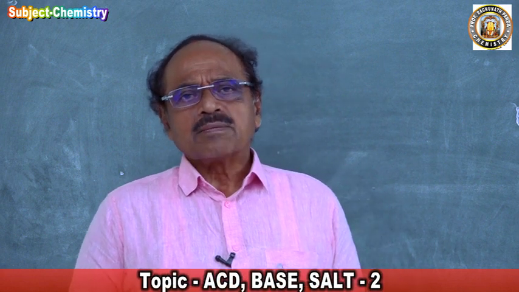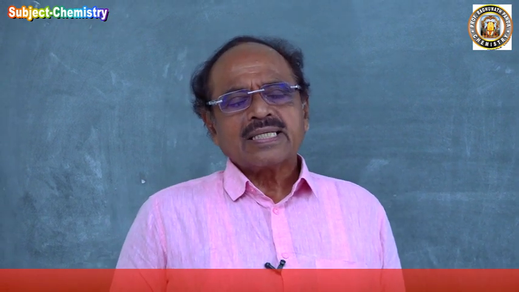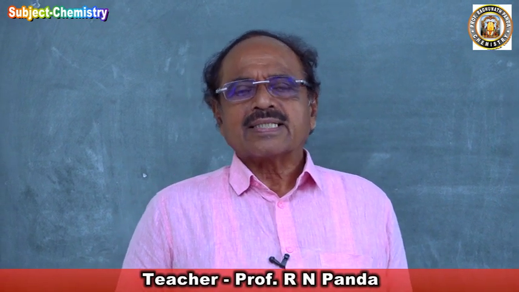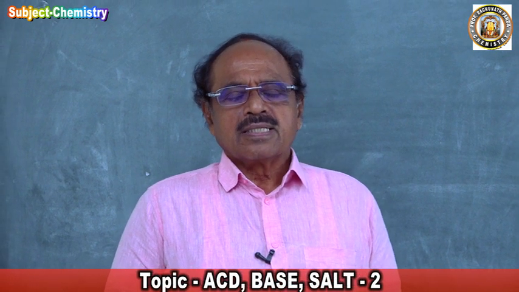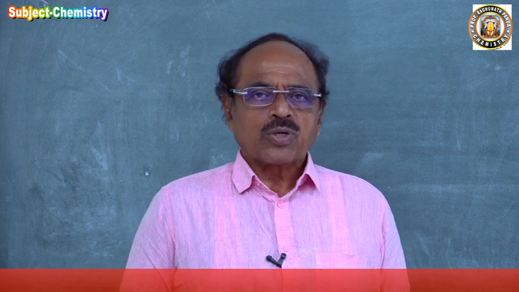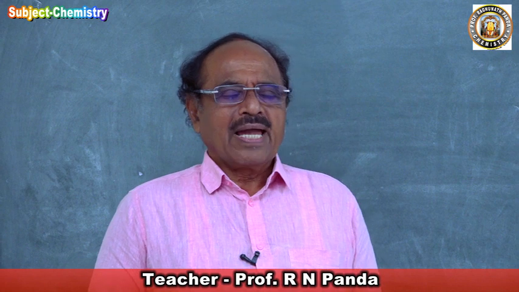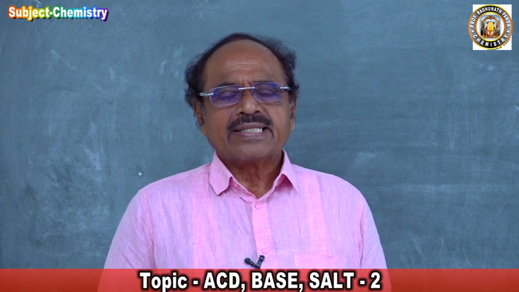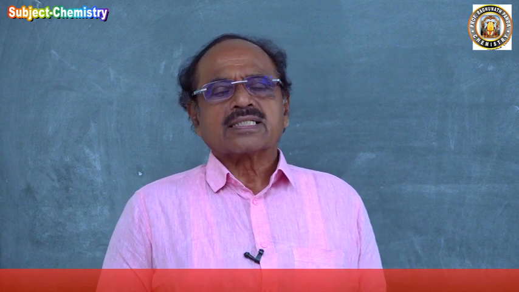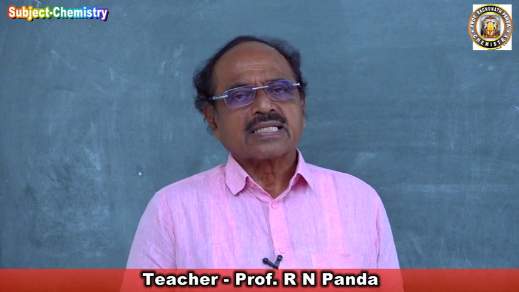But there are some elements that exhibit both metallic character and non-metallic character. Metallic character may be less and non-metallic character more, or metallic character more and non-metallic character less. Such elements react with oxygen to form an oxide. They are called amphoteric oxides. They exhibit both acidic property and basic property. And there are some oxides which are neither acidic nor basic. They are called neutral oxides. So acidic oxides, basic oxides, amphoteric oxides, neutral oxides, we have discussed them.